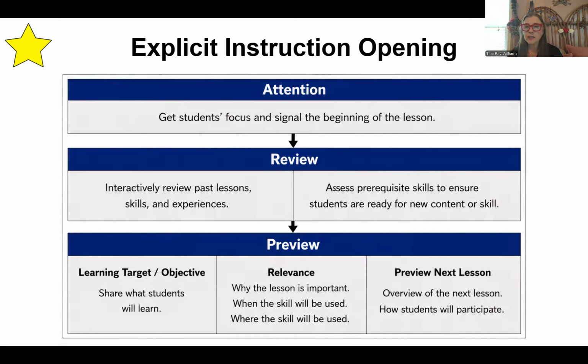All right, just to let you know, because you are going to be writing an explicit instruction opening, I have a graphic here for you that would help support you in writing that. And it is a really good thing for you to review. It's got that star up there, and take a screenshot of it for your future lesson plans and if you have to take the final.